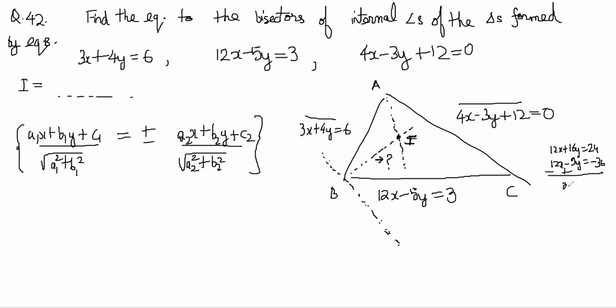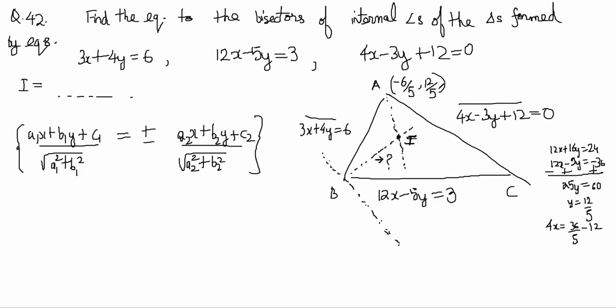So it becomes 25y is equal to 60, so y is equal to 12 by 5. Then 4x is equal to 3y minus 12, so 36 by 5 minus 12, that is 36 minus 60, so minus 24 by 5, and x is minus 6 by 5. A is coming as minus 6 by 5, comma 12 by 5.